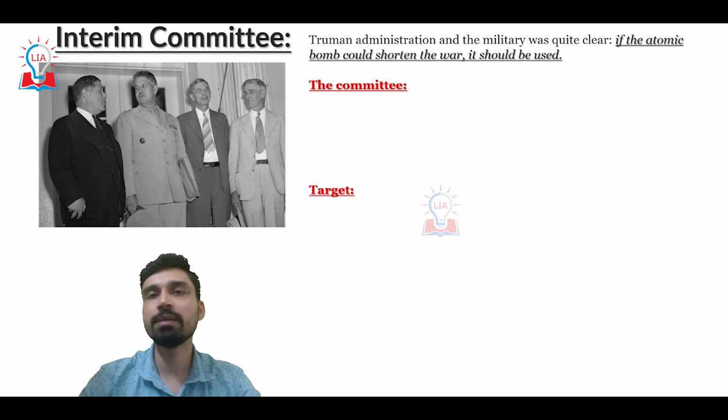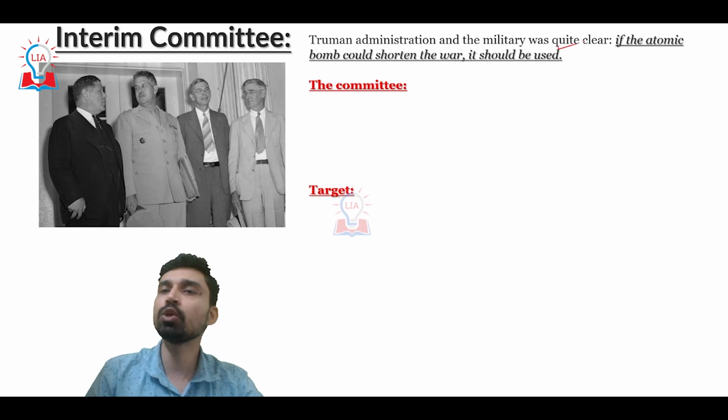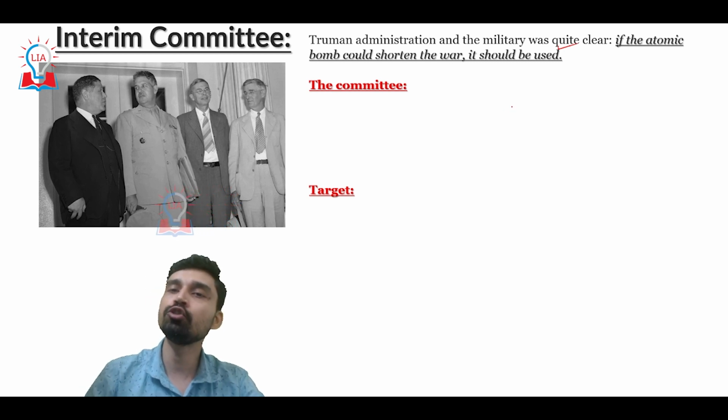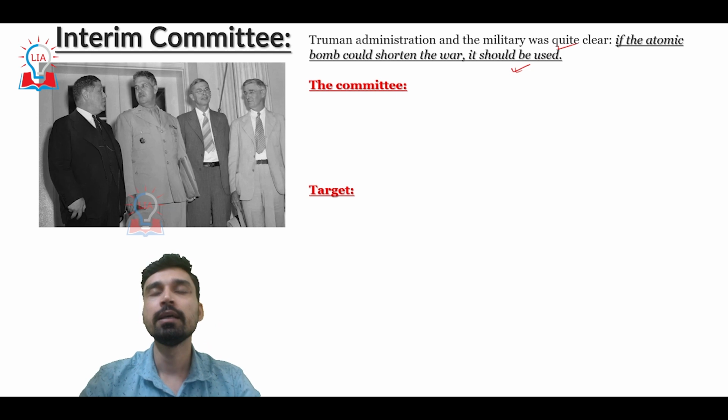The reason was very simple: the Truman administration and the military advisors had a quite clear viewpoint. The viewpoint was that if the atomic bomb could shorten the duration of the war, could bring Japan to the negotiating table, could help in facilitating Japanese surrender, it should be used anyway. And thus, the only question was how and when to use it.